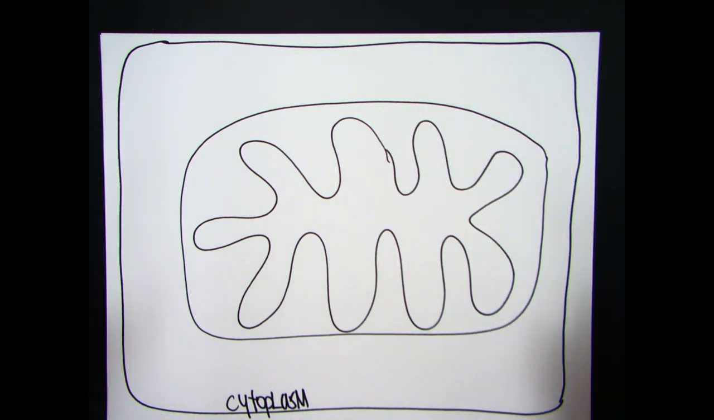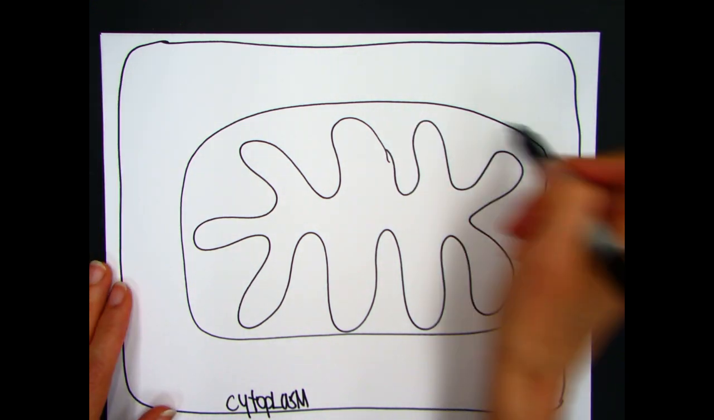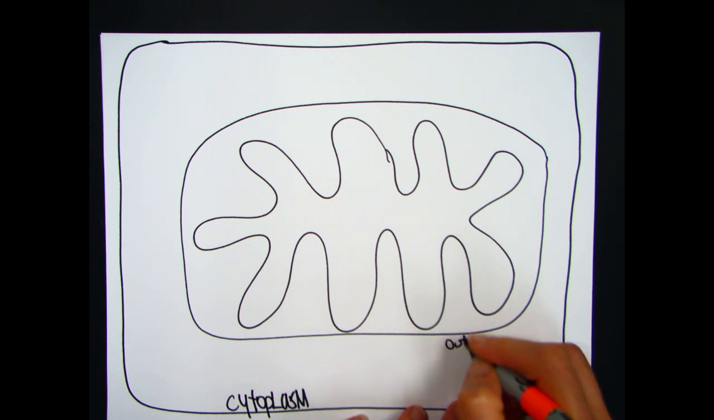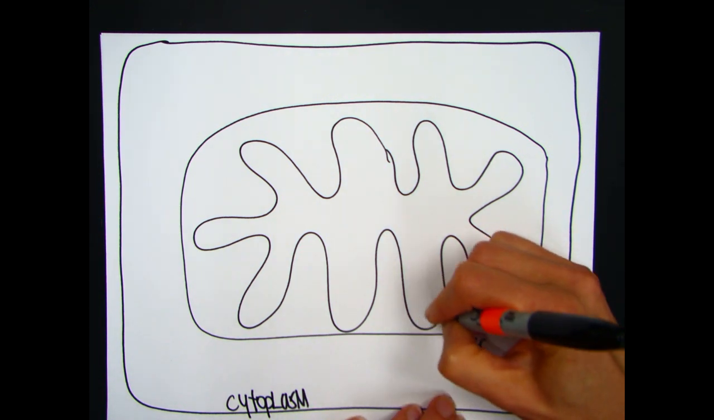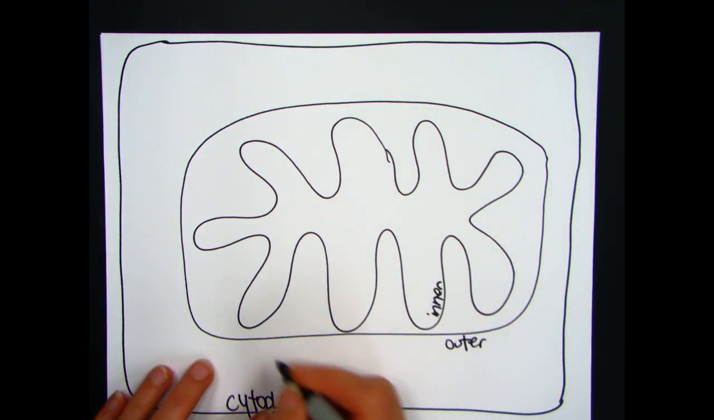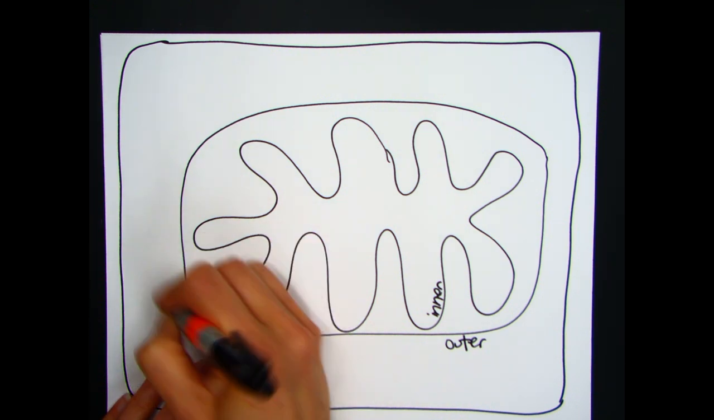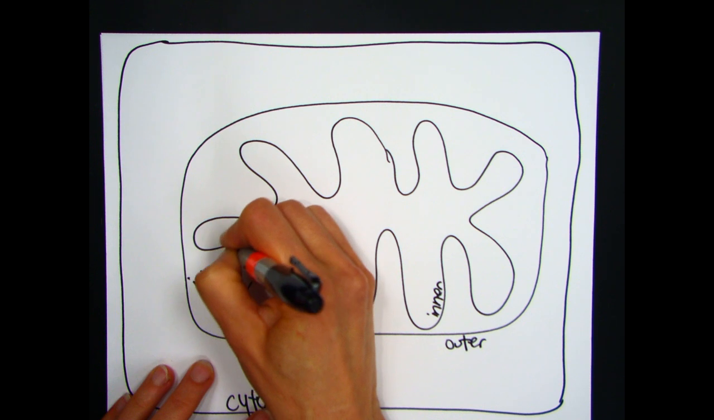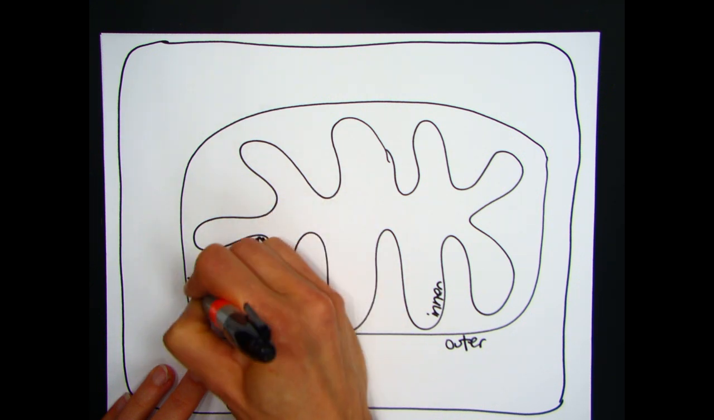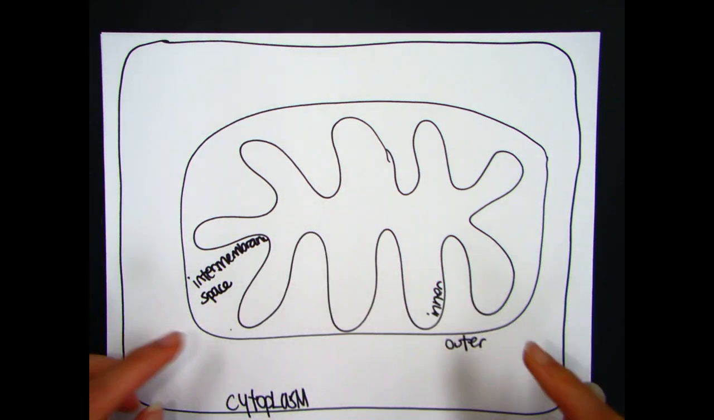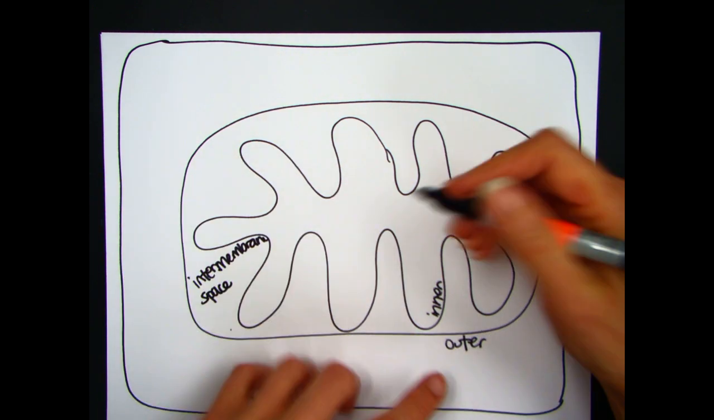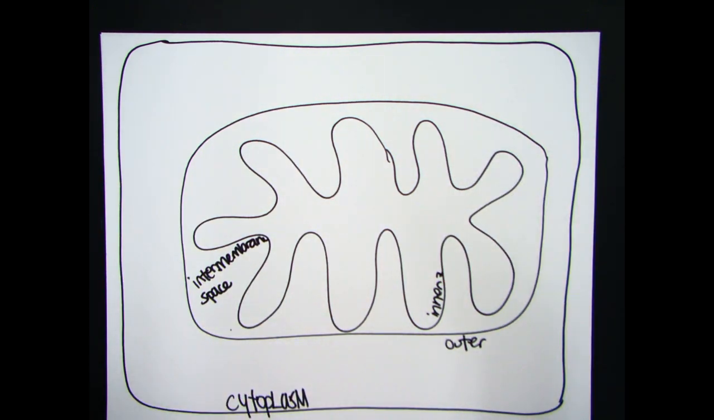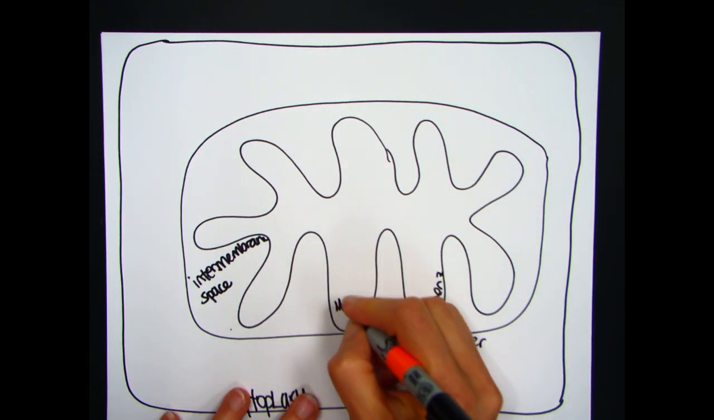Okay. So this is our mitochondrion, this is the outer membrane, this is the inner membrane. This space in here is called the intermembrane space, the space between the two membranes. And then the inside of the inner membrane is called the matrix.